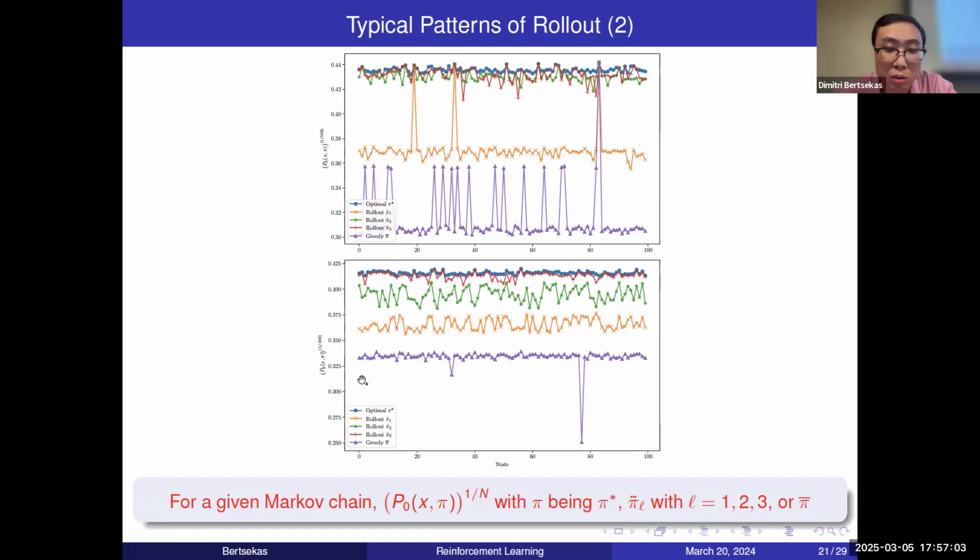Again, let me repeat, each plot is the pattern of a particular Markov chain. So it's not an average over multiple Markov chains. And the horizontal axis represents different states. There are 100 states. And the blue lines are the optimals.